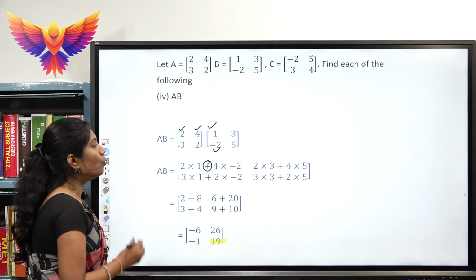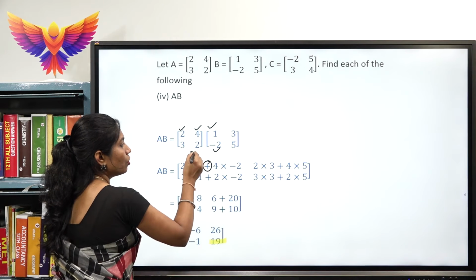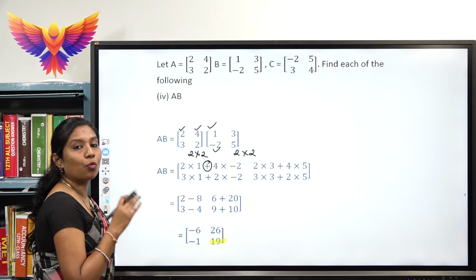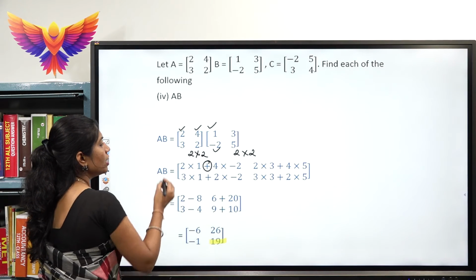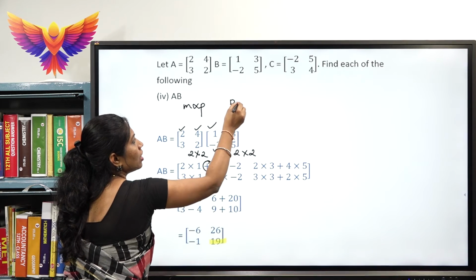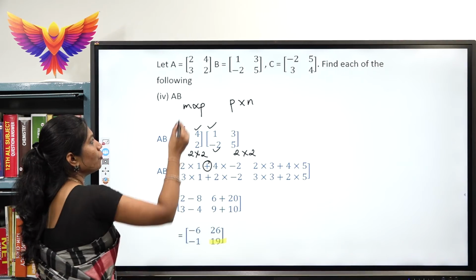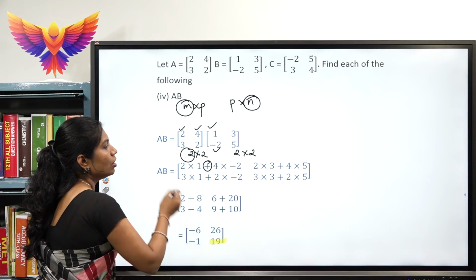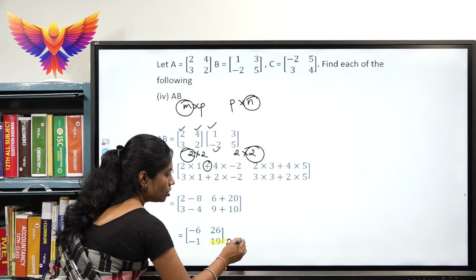So, I ended up with the matrix of order m cross n here. We already discussed this is 2 cross 2, this is also 2 cross 2. The final matrix I am supposed to get should be of order m cross n. In general, how do we write? We write it as m cross p into p cross n. So, the matrix we get after multiplication should be of order m cross n. Here, m is 2, n is also 2, so I am getting a 2 cross 2 matrix.